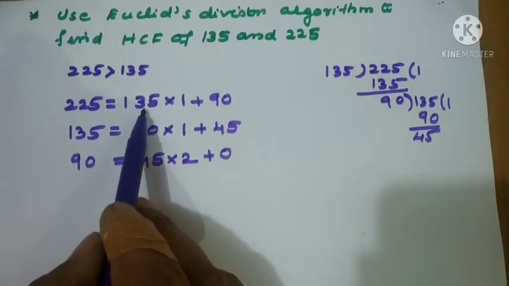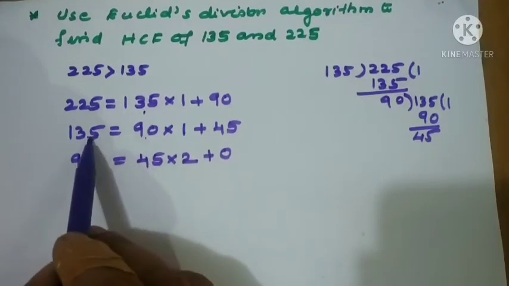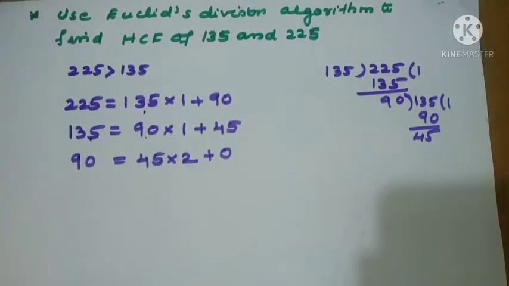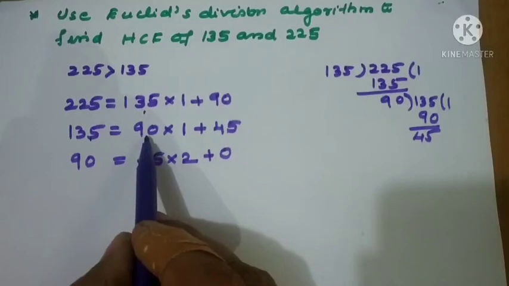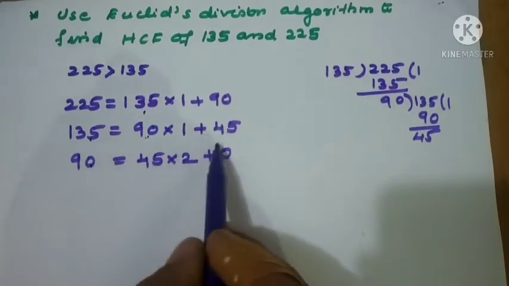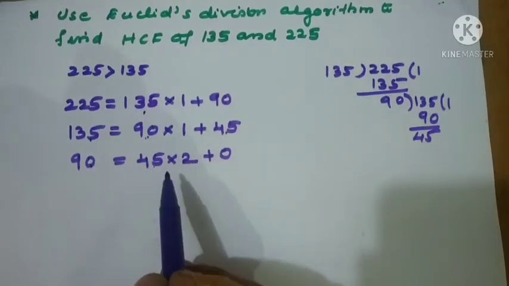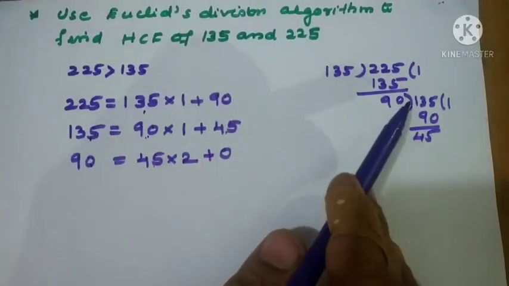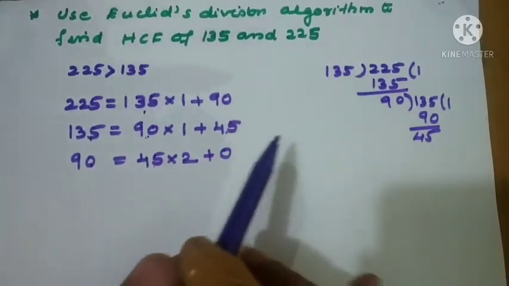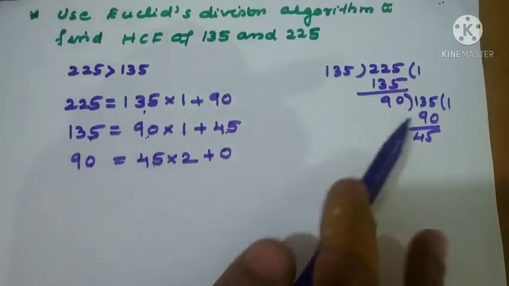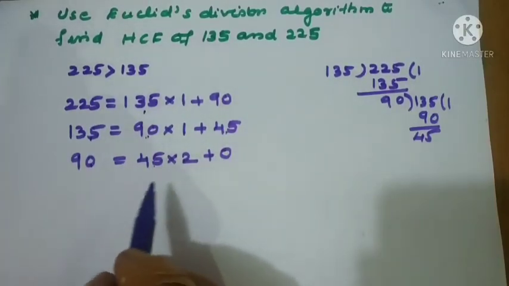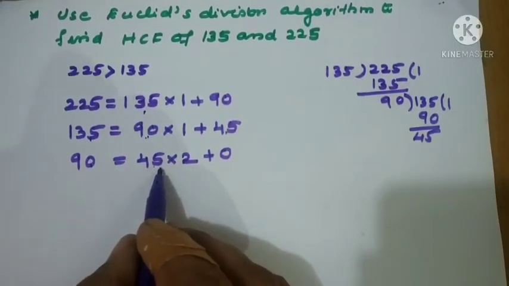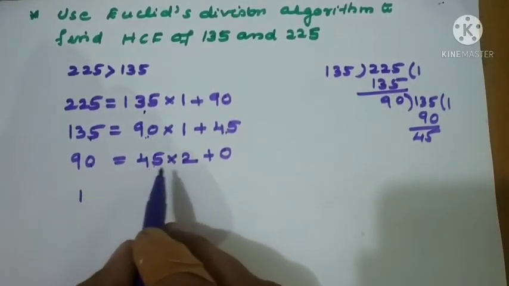You see, this is the divisor. The divisor will become the dividend and the remainder will become the divisor. Like this, the divisor will become the dividend and the remainder will become the divisor. If you concentrate on these steps, there is no need of writing this. If anybody is not confident about writing like this, you can solve on the right side. So what is the last divisor? The last divisor is 45.